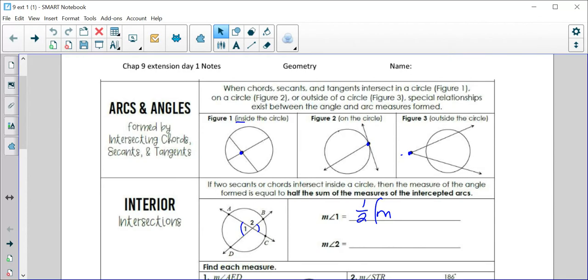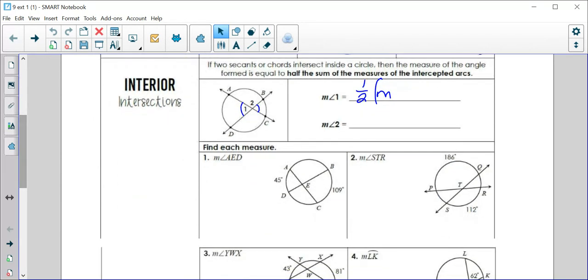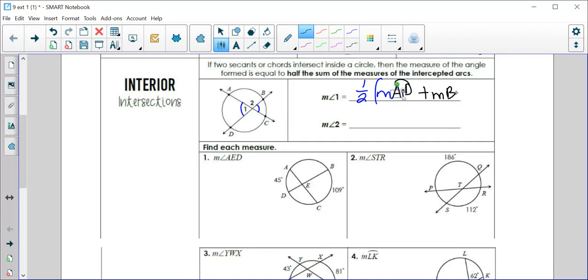All right, so the first way, when they intersect inside a circle, what's going to happen is we're going to take half the measure of the arcs. So we take half the measure of arc AD plus the measure of arc BC. So the two that are on the outside, we're going to add those up and then cut that in half.